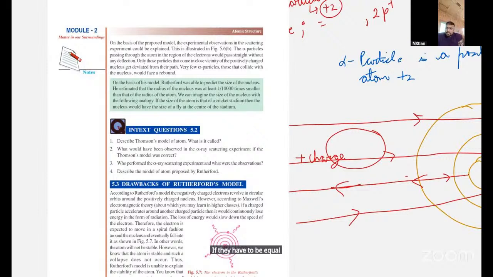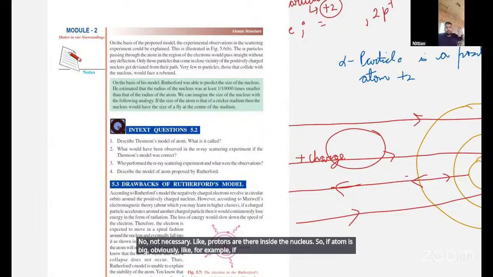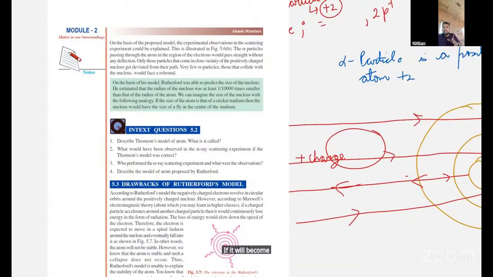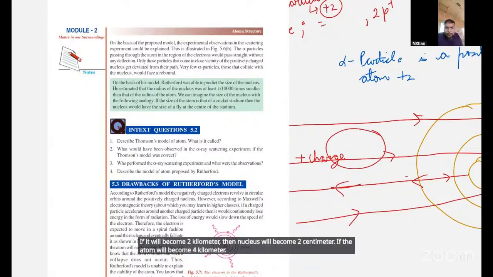No, not necessary. Protons are there inside the nucleus. If the atom is big, obviously, for example, if the atom is 1 kilometer and the nucleus is 1 centimeter, then if it becomes 2 kilometer, the nucleus will become 2 centimeter. If the atom becomes 4 kilometer, the nucleus will become 4 centimeter. So the ratio is dependent on the size of the atom also. If the atom size increases, obviously the size of the nucleus will also increase, so the number of protons can easily fit into it.